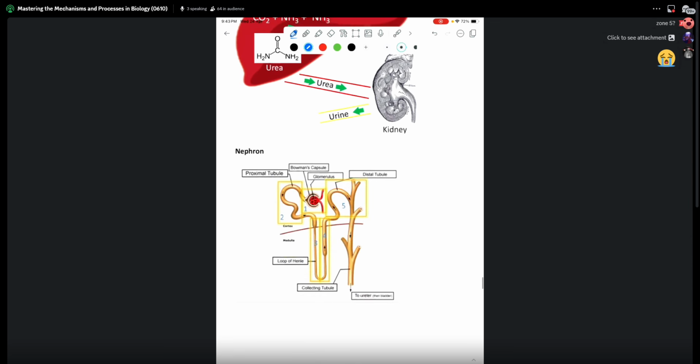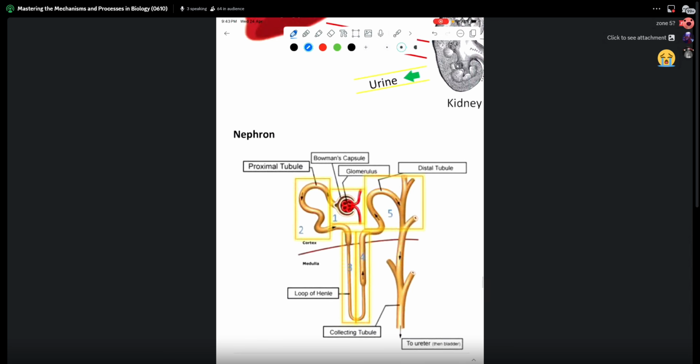Okay, now let's go to the kidney, nephron. So please remember that you need to know the labelings of the kidney, like the cortex, the medulla, the ureter, and the renal pelvis. Please don't confuse the ureter with the urethra. The ureter is the kidney tube that is going to the bladder. Urethra is in the penis that carries the urine and the semen. So do not confuse these two.